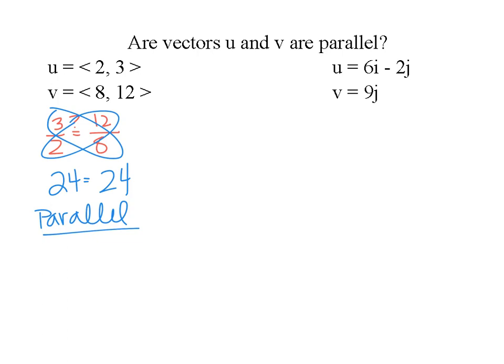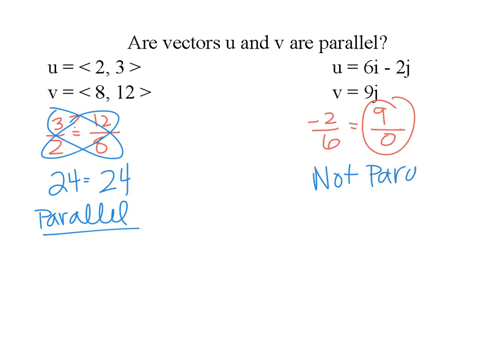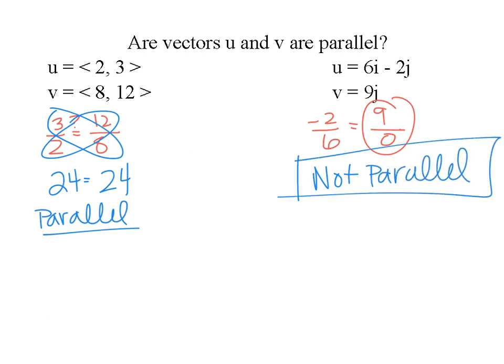All right, let's try it with our next one. This would be -2 over 6 and 9 over 0. The nice thing here is we got something that's 9 over 0, so this is going to be undefined anyway. Since these aren't going to have the same proportion, we can say not parallel. Now, if something's not parallel, you could go through and see if they're orthogonal, perpendicular, or what the angle between them is. We don't have to do that right now, but you could.